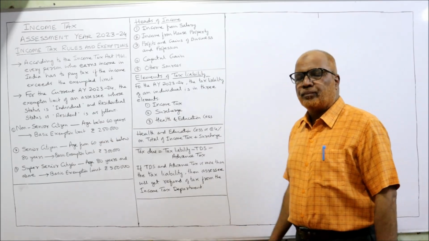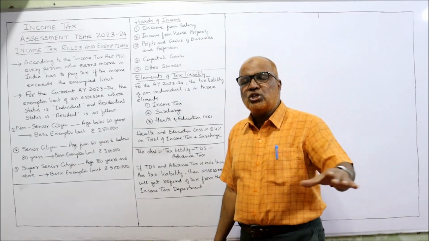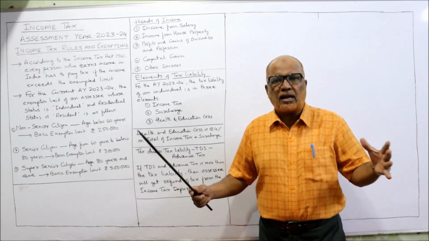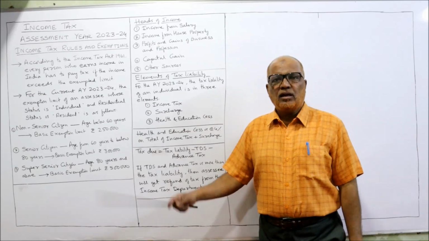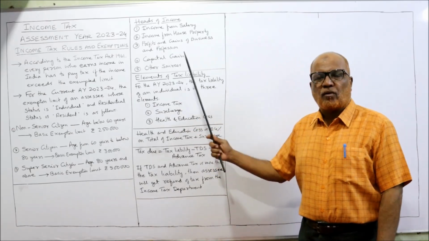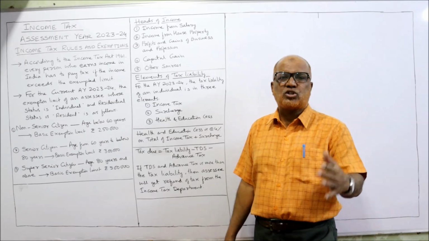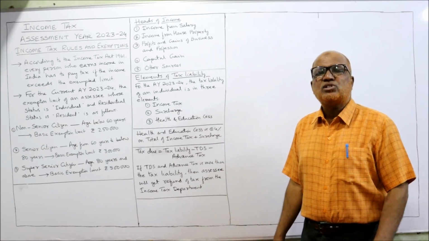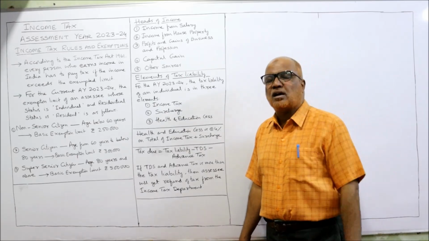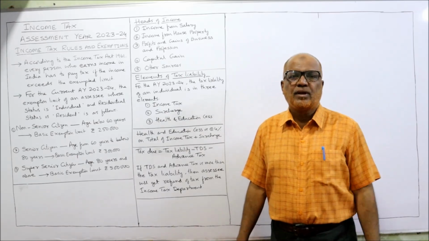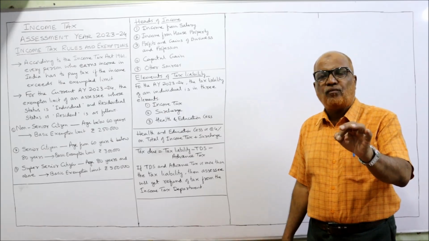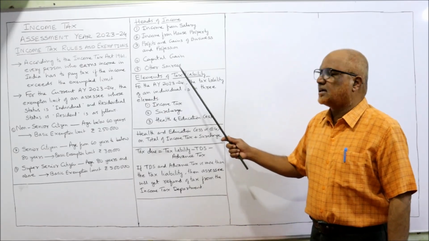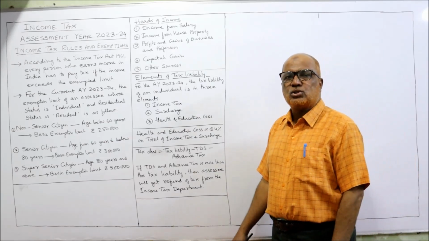Now heads of income. Income Tax Act has given the procedure of how to compute the total income. So incomes are classified into 5 heads. Income from salary, income from house property, profits and gains of business or profession, capital gain and income from other sources. First 4 heads are specific heads. So if any income does not fall in the first 4 heads, it is put to tax in the last head, income from other sources.